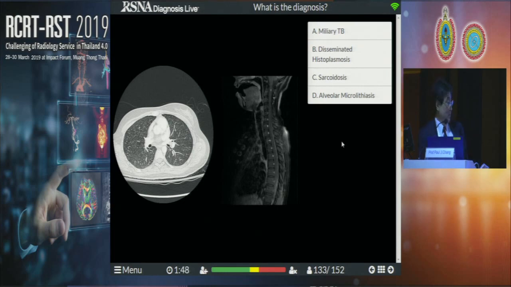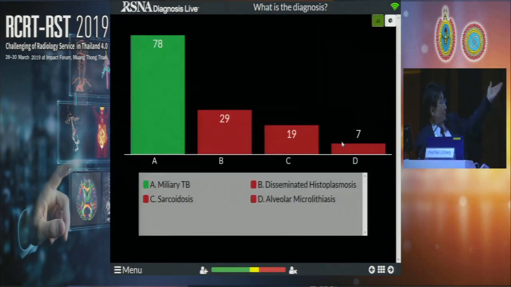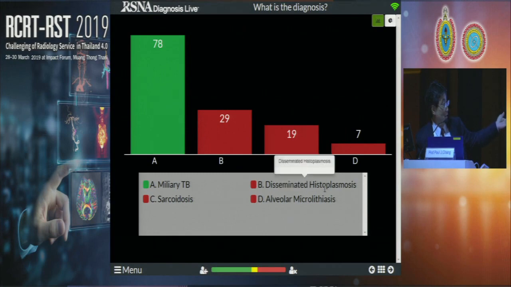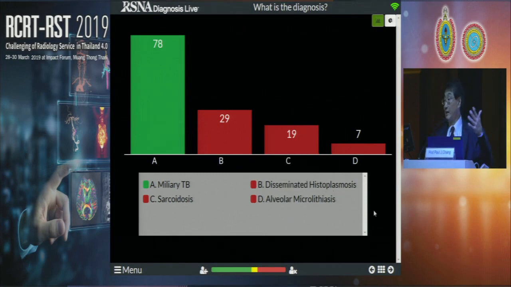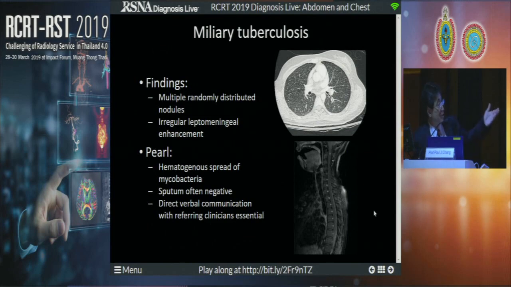Okay, let's stop there. Most people have made their response, and most people still got the right answer. The most prevalent incorrect answer was disseminated histoplasmosis, which is not an unreasonable second guess. That's not a bad wrong answer. That's actually pretty good. Let's see what we're talking about here. We see diffuse, randomly distributed nodules in the lung parenchyma. We also have irregular leptomeningeal enhancement, which we usually see with TB. Bloodborne spread of the mycobacteria. As you know, frequently the sputum is negative in these patients, and it's critically important to communicate with your clinician directly on this as a public health priority.